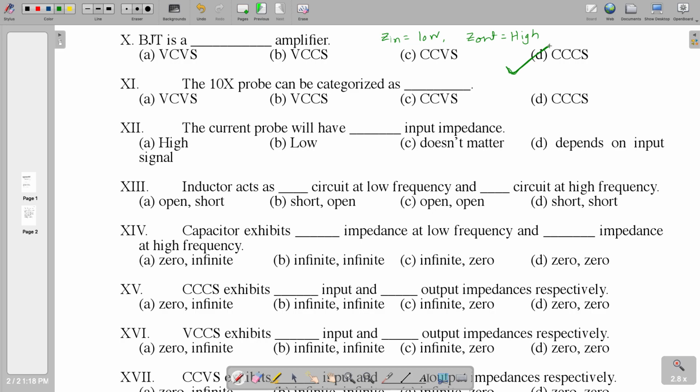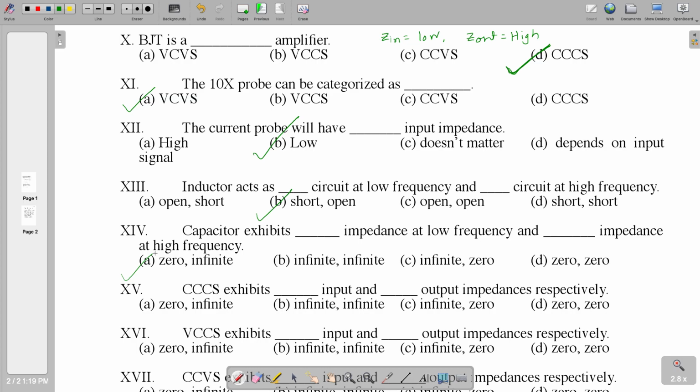Those who were with me in my laboratory must have written this, right? The combination of input impedance and output impedance, so you need to look at that. 10x probe, yeah, we want it to be a voltage controlled voltage source, right? Okay, the current probe will have low. Okay, inductor acts as short and open, so B. Capacitor, A.